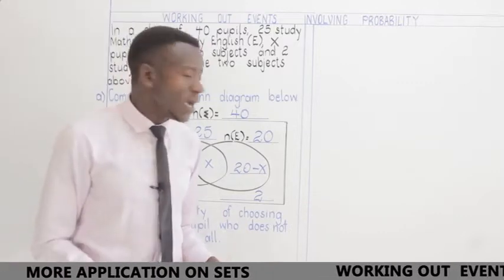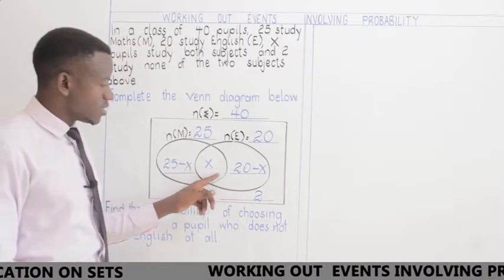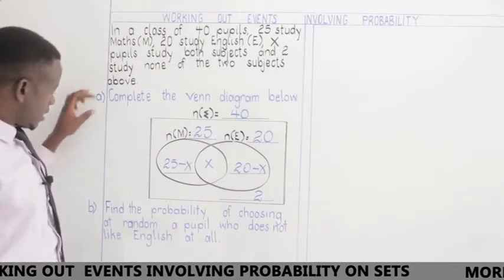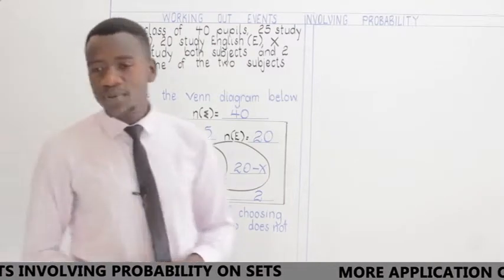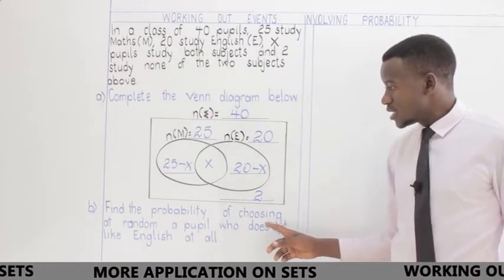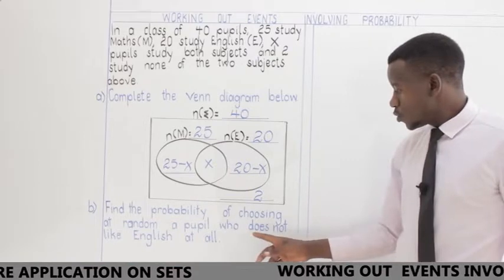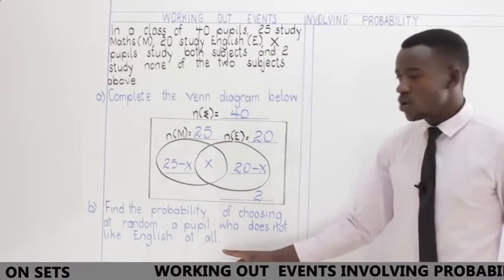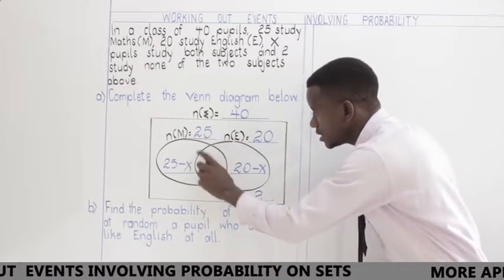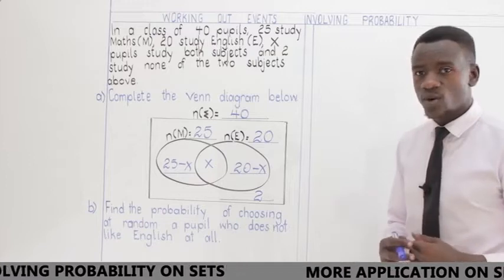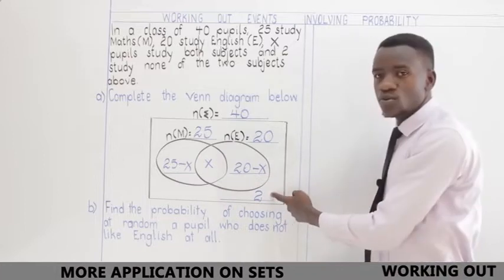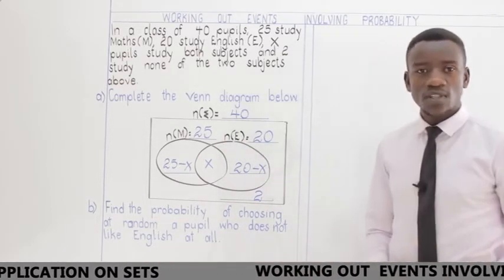So if parts of our Venn diagram are all filled, then we can proceed and look at the next question. Remember, in our Venn diagram, we have an unknown. We don't know how many pupils stand for X. But let's try out after part A, let's try out part B. Find the probability of choosing at random a pupil who does not like English at all. So these are the pupils who don't like English. This is the set for English, meaning those who don't like English at all will be these ones who like math only, and these ones who don't like any of the two subjects.